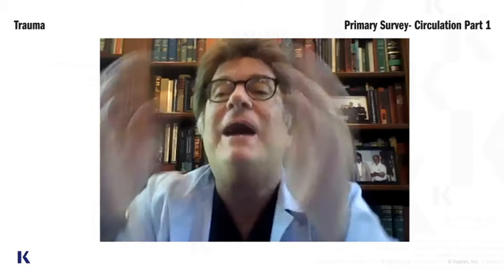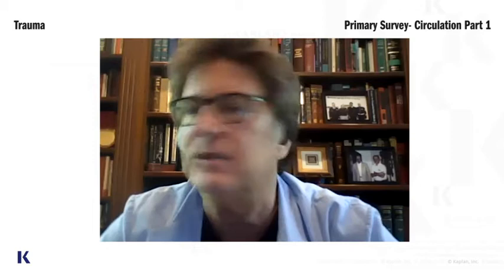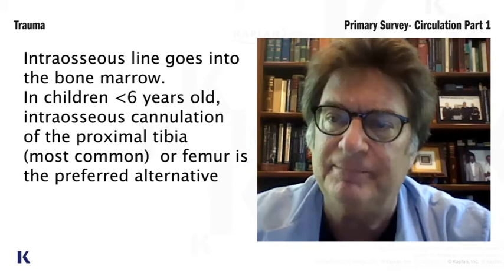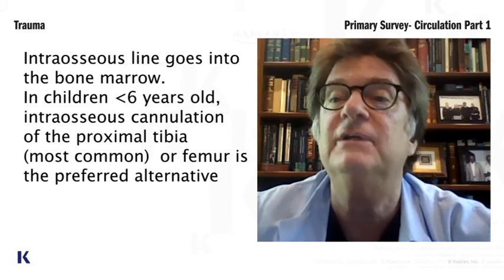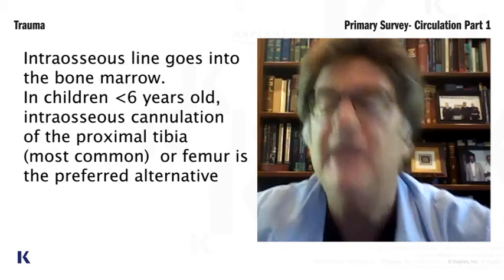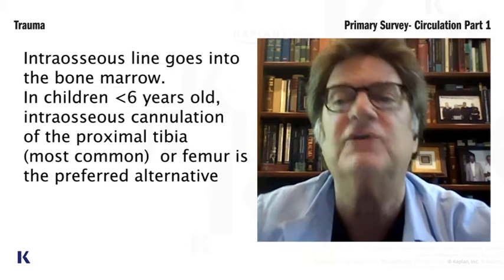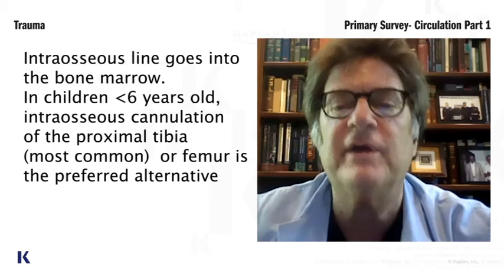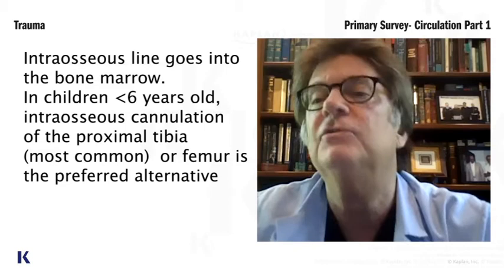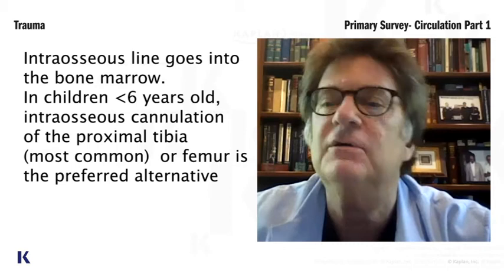So in children, more than adults, we do something called an interosseous line. An interosseous line goes actually in the bone marrow. The most common location for an interosseous line is the tibia. Test question, tibia. Second most common is the femur. Are there other areas where you can go? Yeah, you could do the humerus, you can do the sternum, but by far, tibia first and femur second.